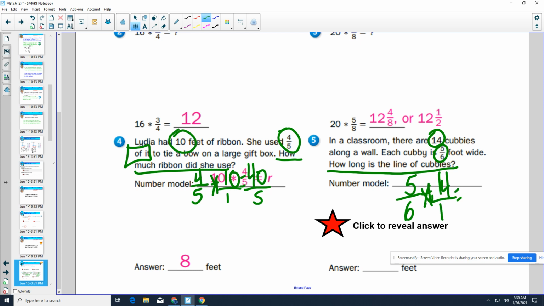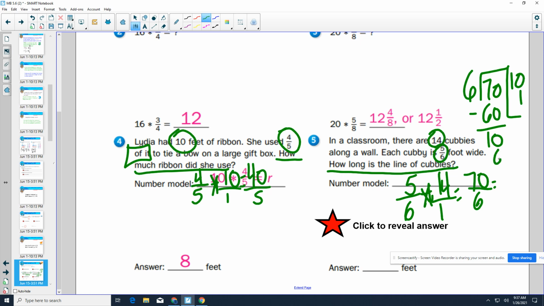And I know, let's see, 50 should be 76. And I can see I got an improper fraction, so I'm going to go back up here so I have a little more room, and I'm going to divide this out. I know 6 times 10 is 60. And I know 6 can go into 10 one time. I get 4 left over. So I get 11 and 4/6. So how long will the line of cubbies be? 11 and 4/6 feet.